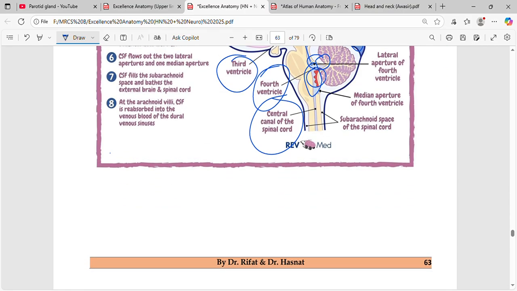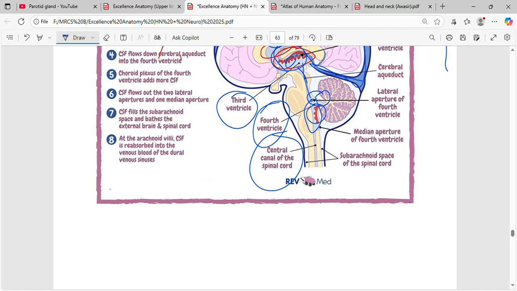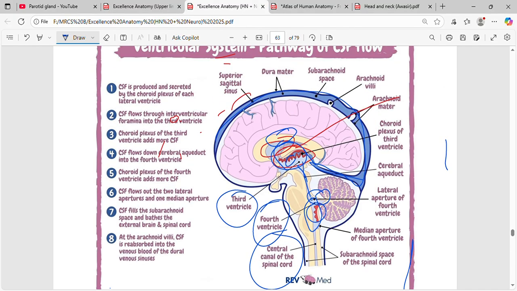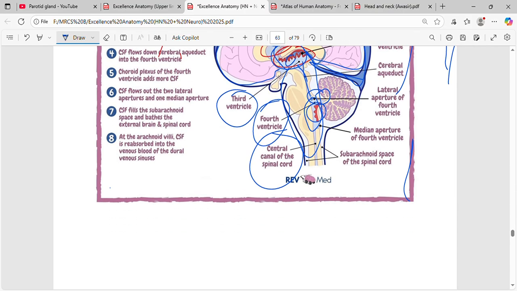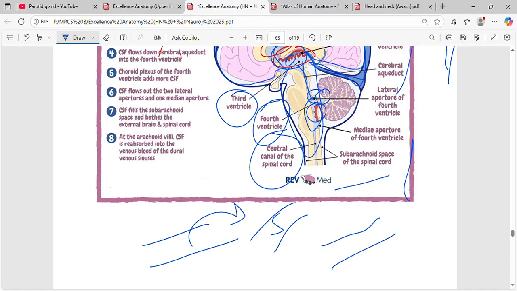Another important point: this comes into the subarachnoid space, and this subarachnoid space circulates throughout the brain. But you may ask how from the subarachnoid space this goes into the venous sinuses. Let's suppose this is the subarachnoid space and we have this venous sinus. So these are the arachnoid villi, which combine to form arachnoid granulations. Through this they filter into the venous sinus.